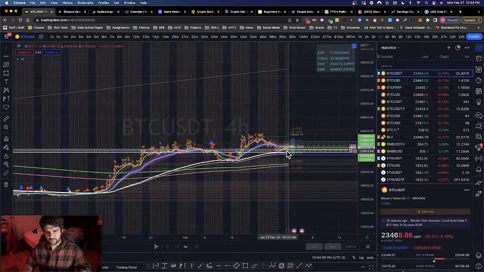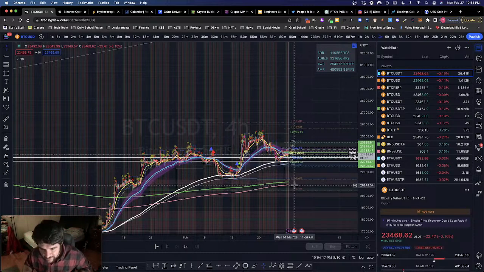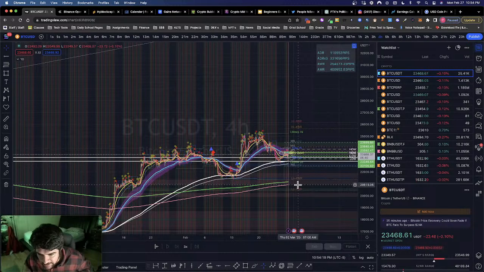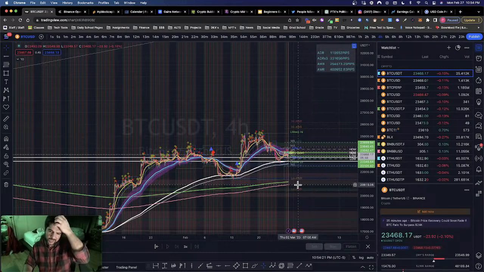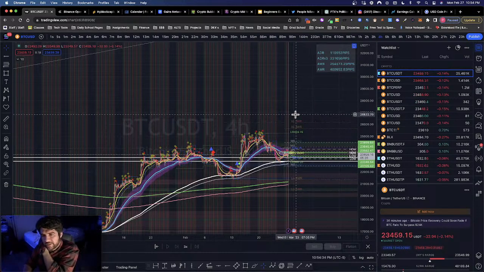However, you could get that move down. Look at your 800 EMA on your 4-hour, 21K. 21K is such a logical place for a wick. You can wick out all of the longs, man. Because look, if they come up, right?